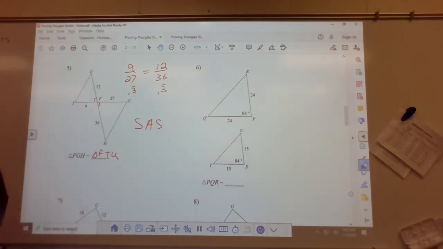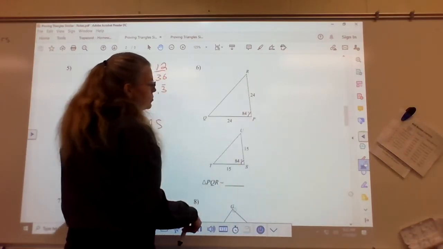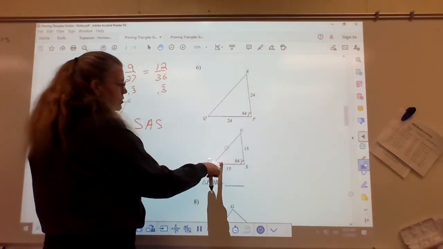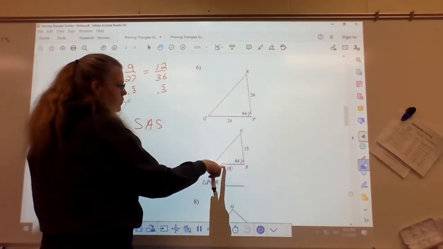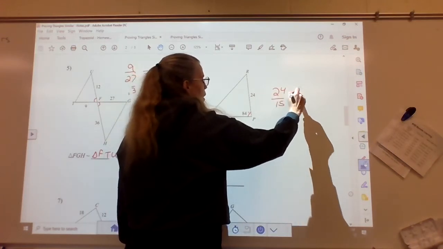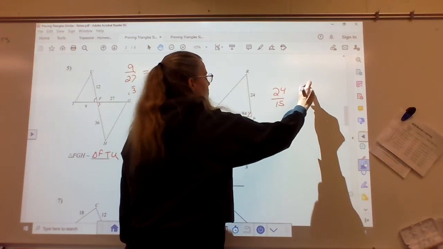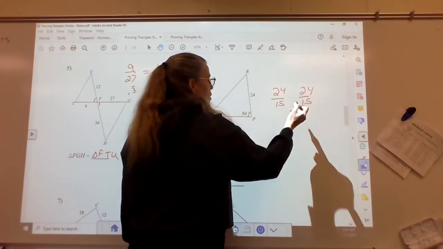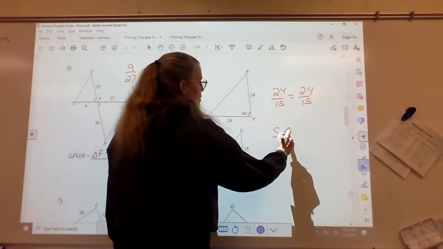6, pretty much the same thing. The 84s match. Well, it turns out that these two triangles, that's an isosceles triangle. So 24 over 15 is just going to be the same thing on both. So I don't even have to divide this one because of course 24 over 15 equals 24 over 15. So it's a side angle side.